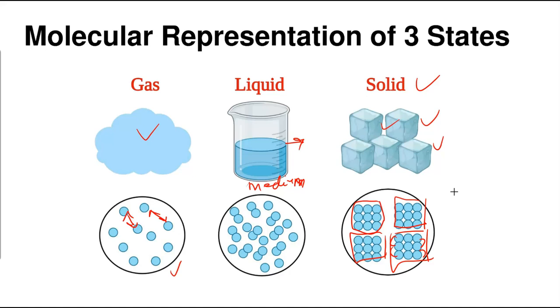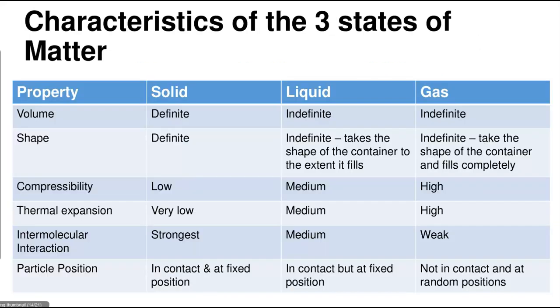So I'm going to go through a couple of those properties in this table, which I made. This table is going to help. Here we'll list the property, what they have in solid, what they have in liquid, and what they have in gas. For the volume, solids have definite volume, liquids have indefinite volume, occupying the volume of the container, and gases also have indefinite volume.